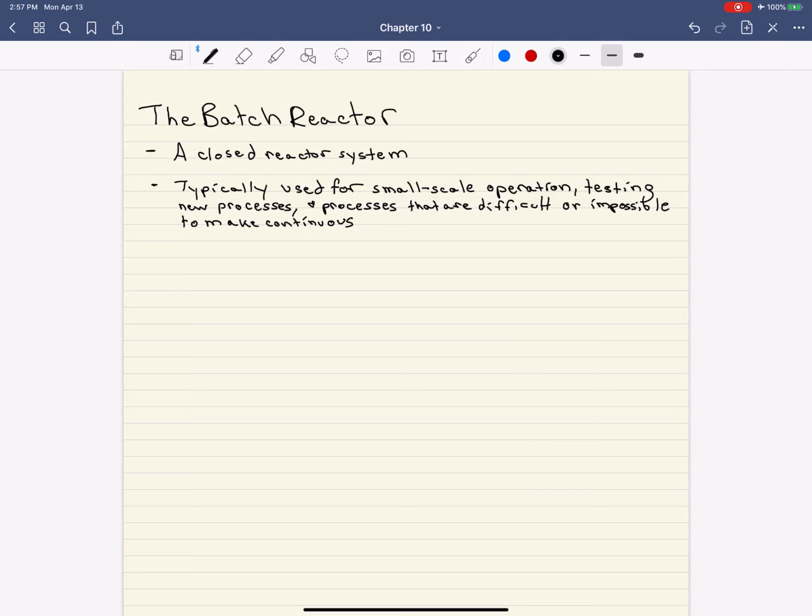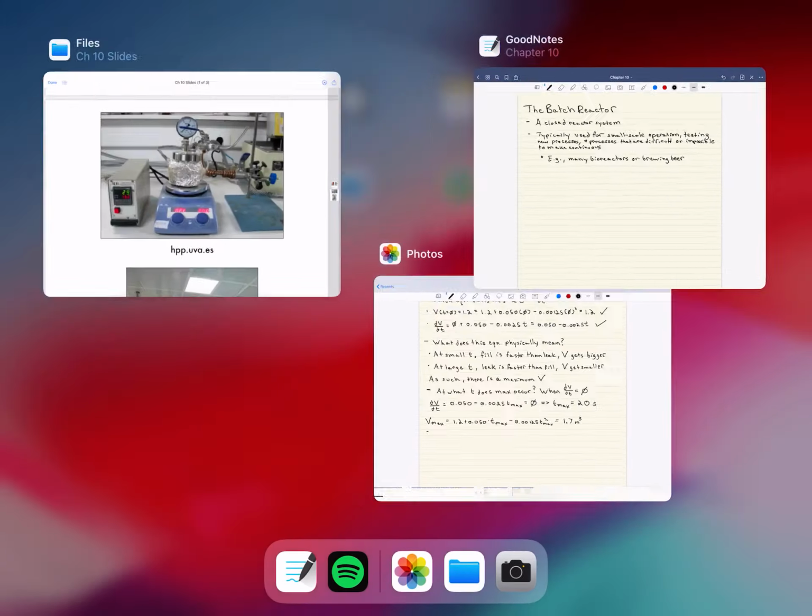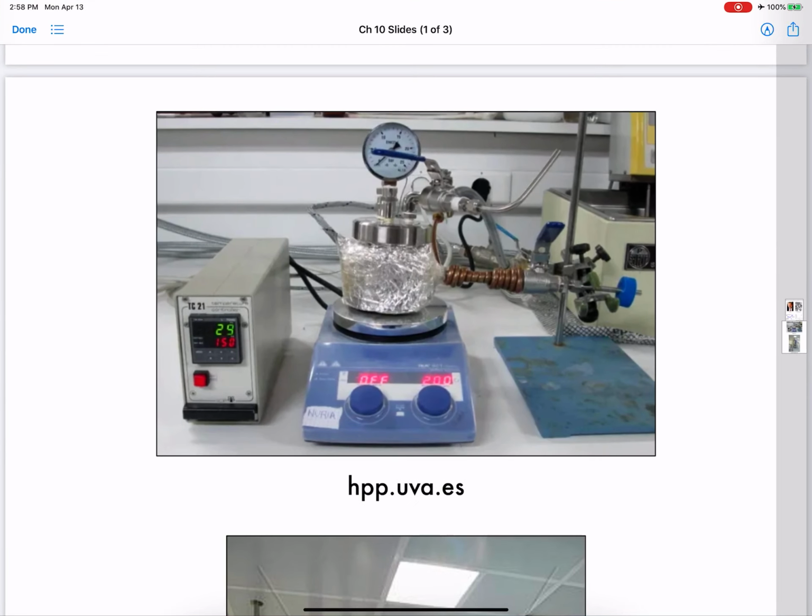And really some examples of types of batch reactors include many of the bioreactors they use for growing cells. And that also includes, for instance, brewing beer, where you have to let your beer mixture ferment for a long time. Okay? Now, to give you concrete examples of what batch reactors look like, I'm just going to go here to my extra slides.